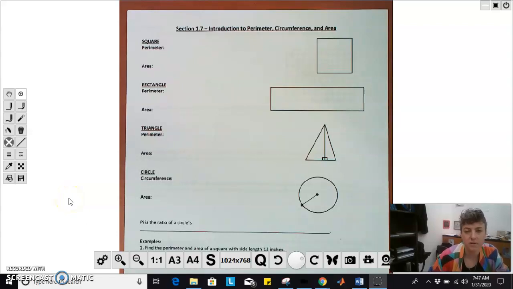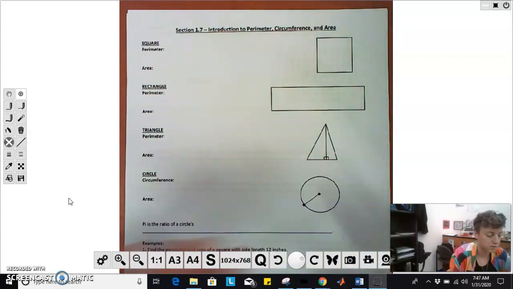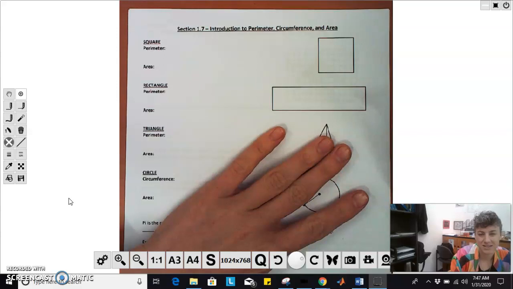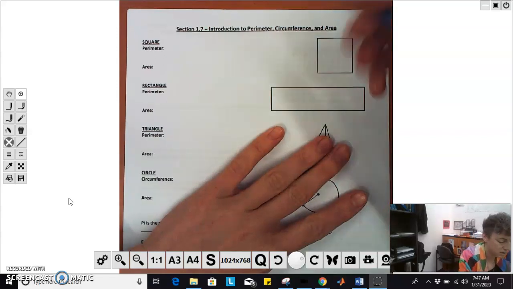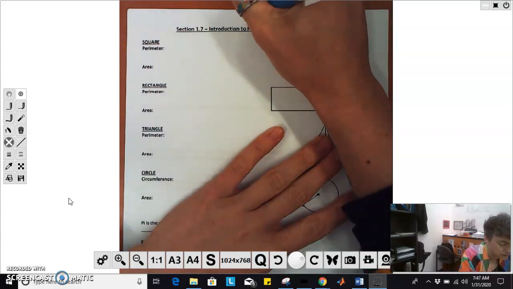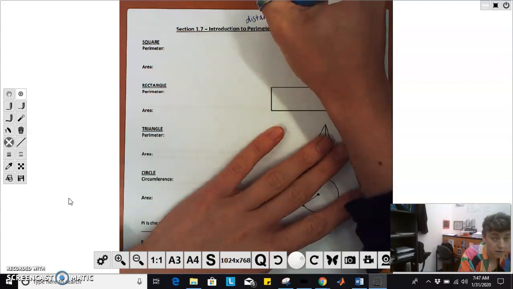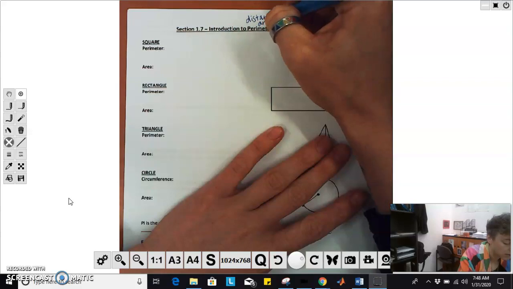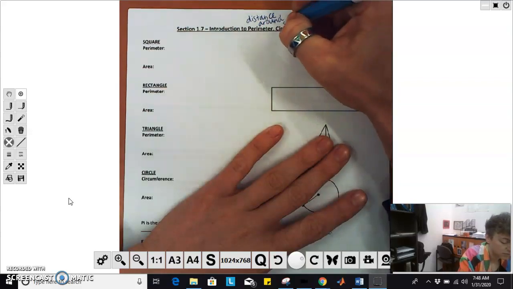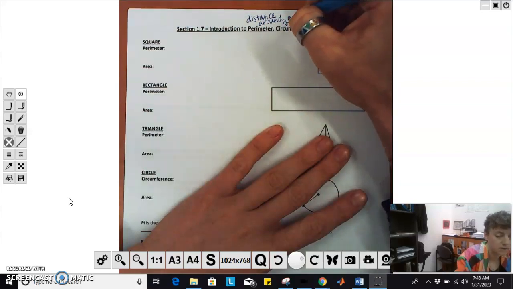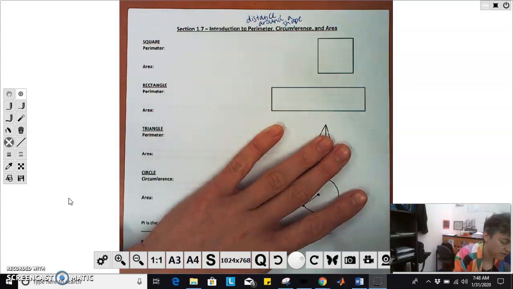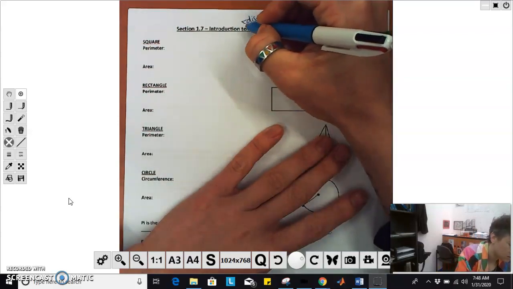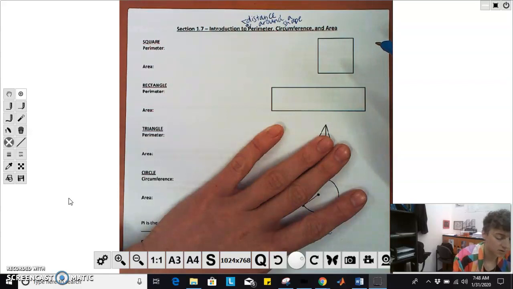Today we're going to be talking about perimeter, circumference, and area. Let's remind ourselves what those words mean. Perimeter is the distance around a shape. Circumference is the distance around a circle.